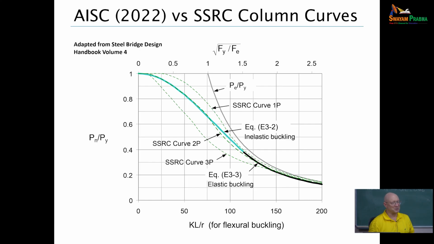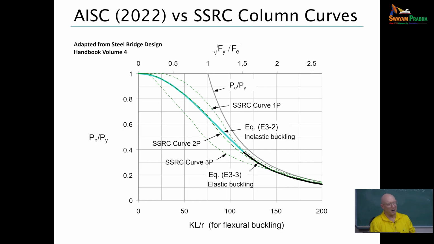And based on field studies with some statistics, it was concluded that the mean out-of-straightness of columns is roughly L over 1,500, not L over 1,000. And so the curves 2P, 1P, 2P, 3P are based on L over 1,500, essentially. And it's very interesting to pull up those papers.